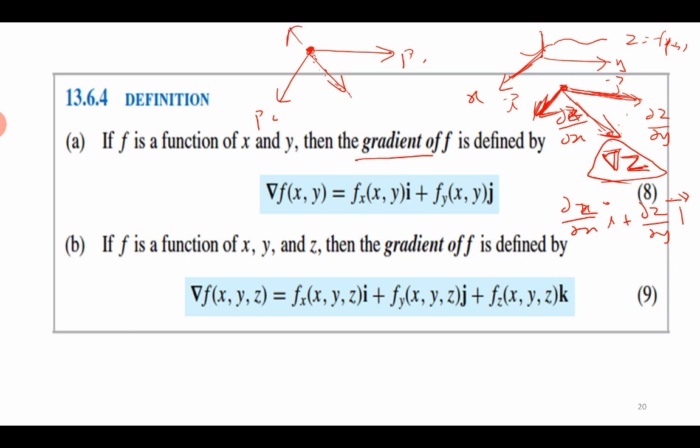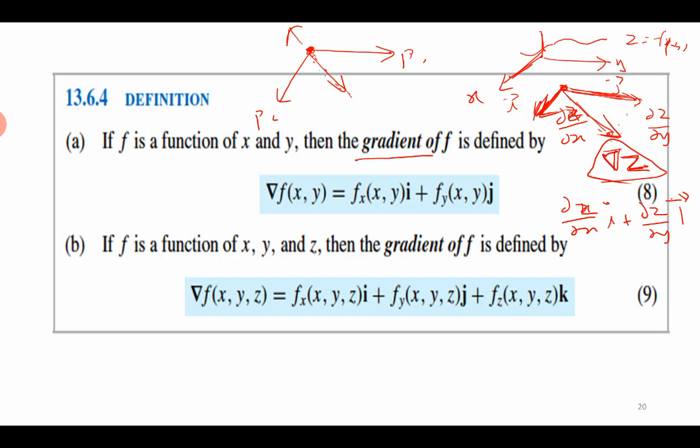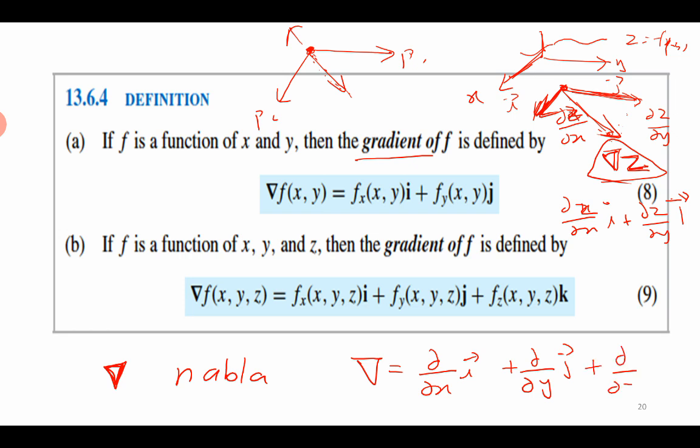Right. Okay. How to do so? This notation, the inverted delta, is called a del operator, otherwise del or nabla. You can call it nabla. Actually, the del operator is ∂/∂x i plus ∂/∂y j plus ∂/∂z k. You can write it for a three-dimensional vector.